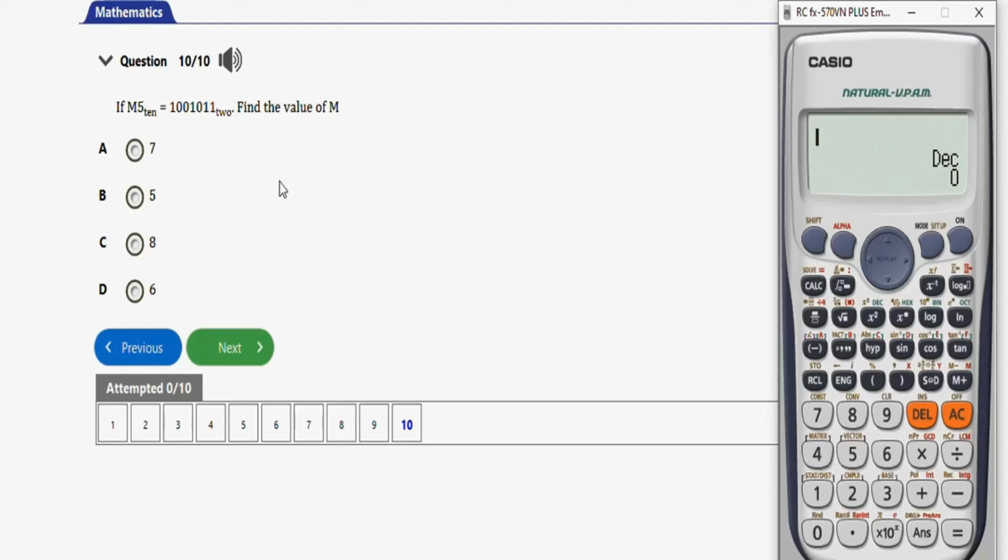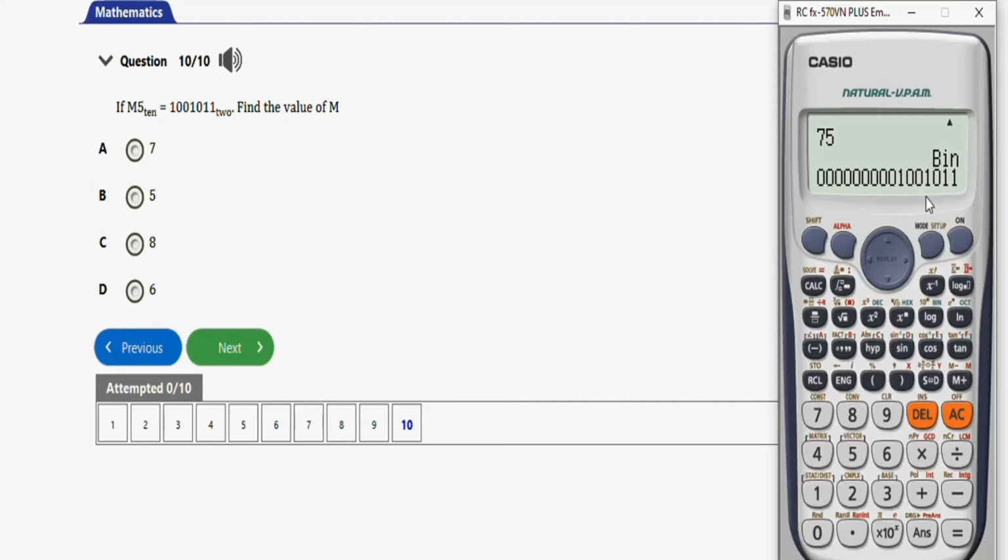Okay, so now we are going to be checking each of the options to see the one that, when you substitute it as the value of m and change it to base 2, gives us this value we have as base 2, 1001011 base 2. So let's begin with option A. When m is 7, that will be 75. Okay, to convert it to base 2, press this log button. That's what we have.